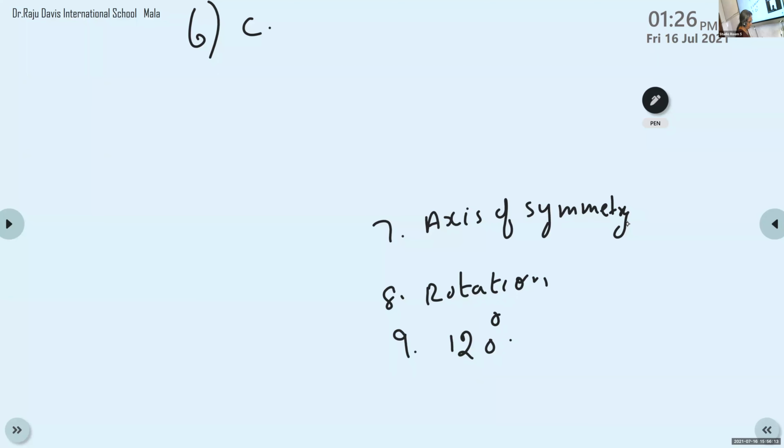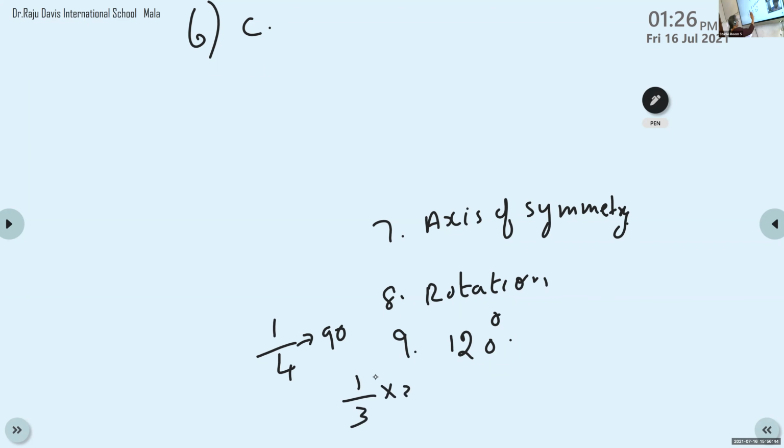Juvan, you can read the next one, the 10th one. Excuse me, ma'am, may I ask a doubt? Yes, tell me. Ma'am, we have heard that a quarter means 90-degree rotation, so for one third we should write 120.